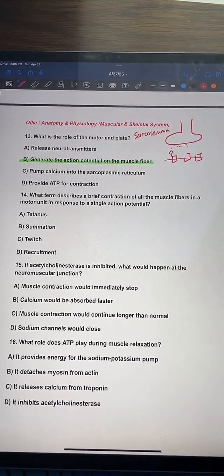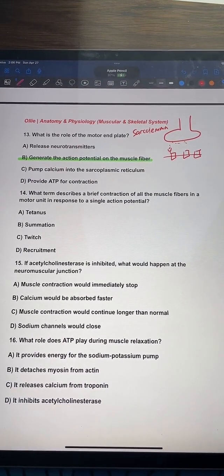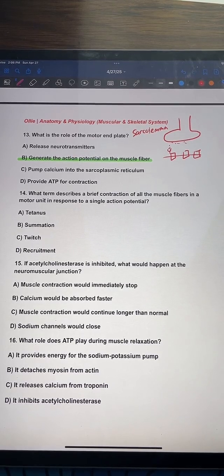All right, moving on to number 14. What term describes a brief contraction of all muscle fibers in a motor unit in response to a single action potential?